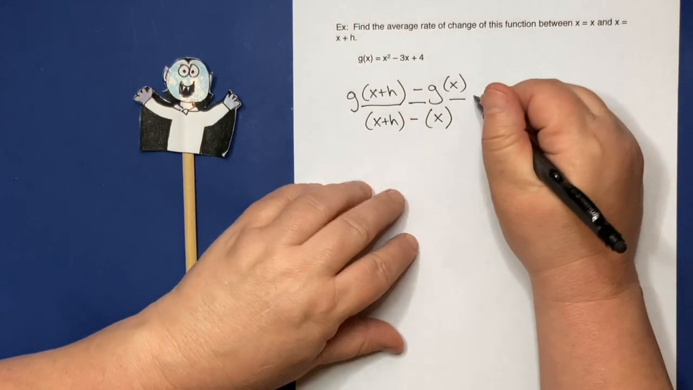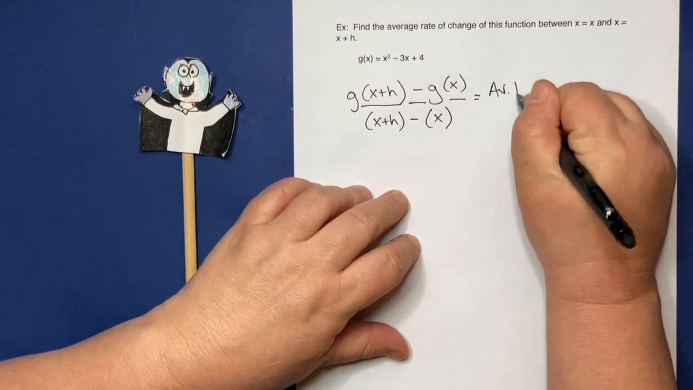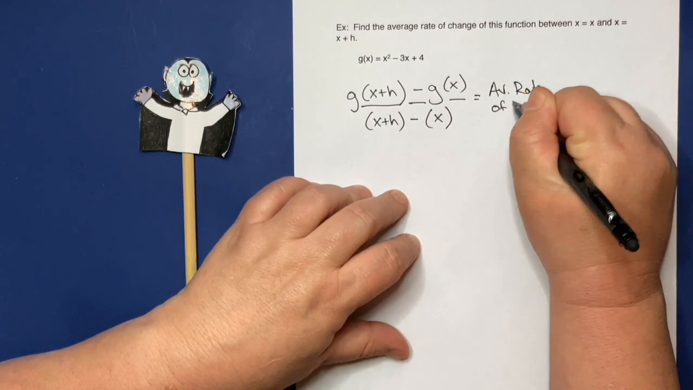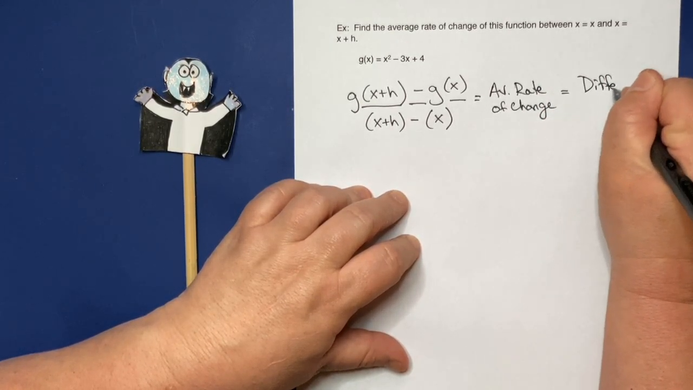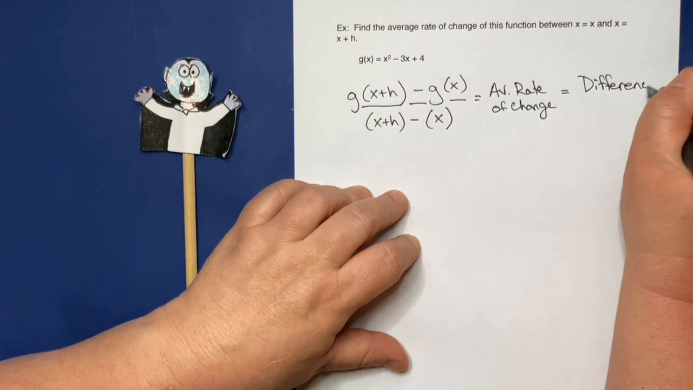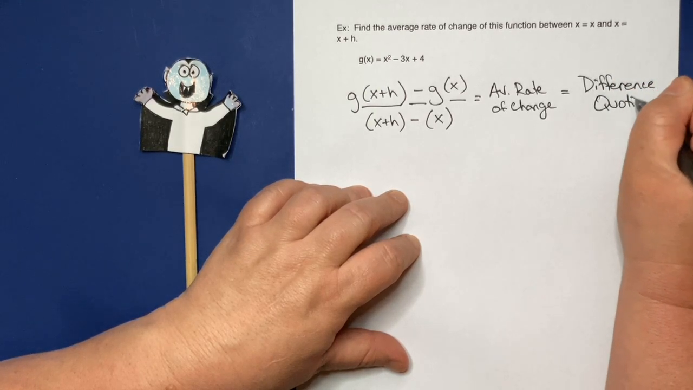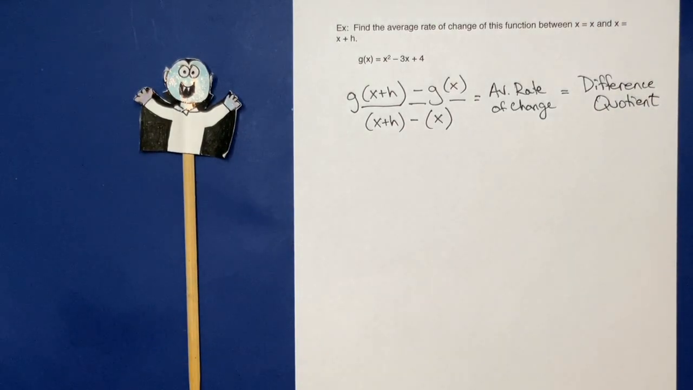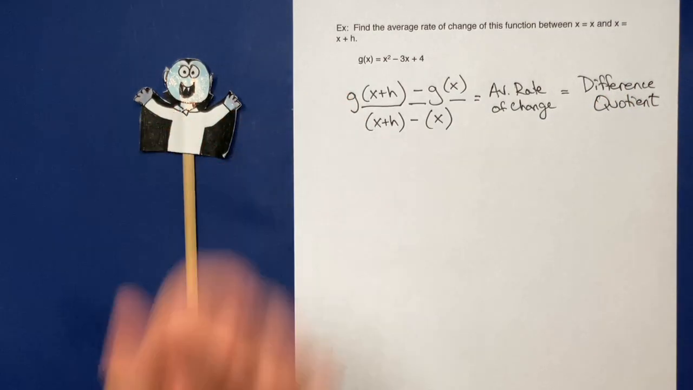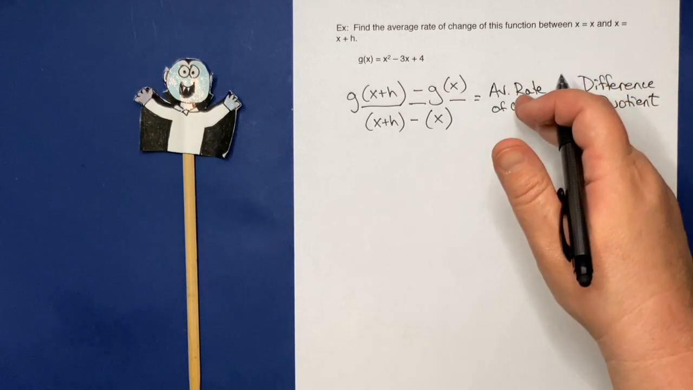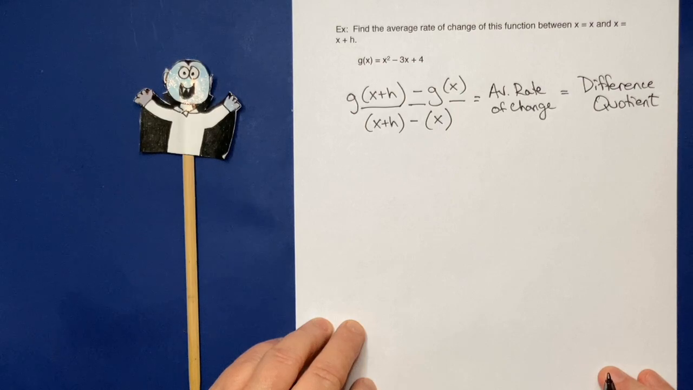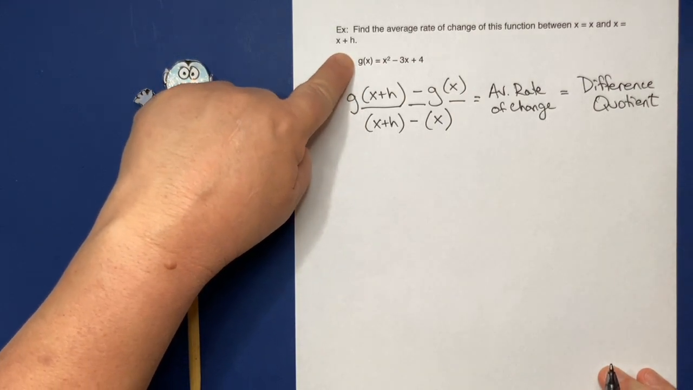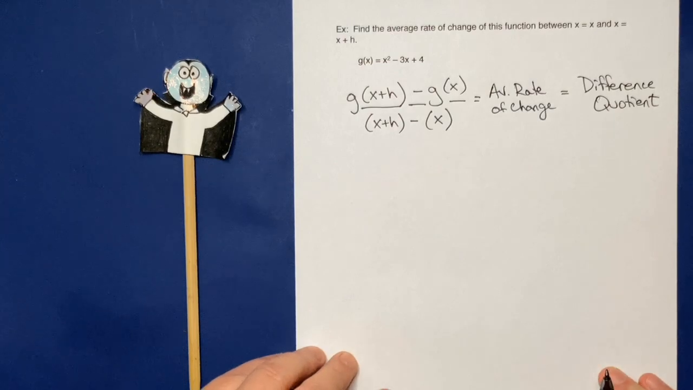And what is this equal to? This is the average rate of change. But we had called this something else before. This is called the difference quotient. Back when we were first learning about functions, this is called the difference quotient. So in this particular case, the difference quotient is an average rate of change. Okay, so we've done this before. This is admittedly a much spicier problem. So let's go ahead and get started.